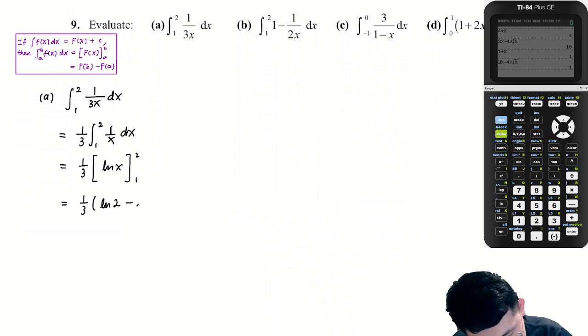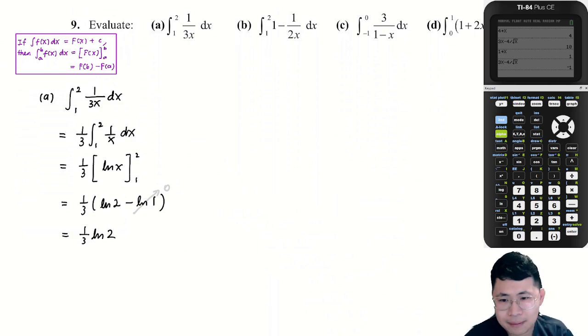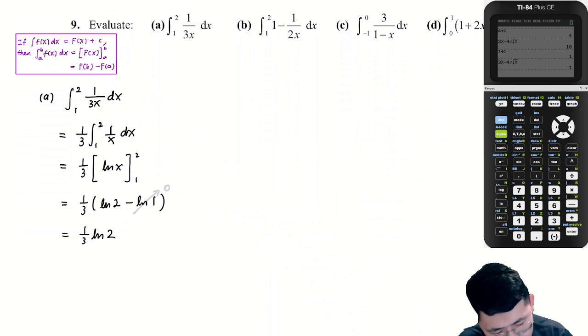So I need to minus ln 1. Now, however, for ln 1, this is 0. So over here, I will just have 1 over 3 ln 2. Just like that. Okay? So this is for part A.